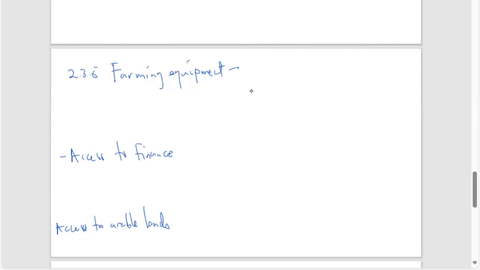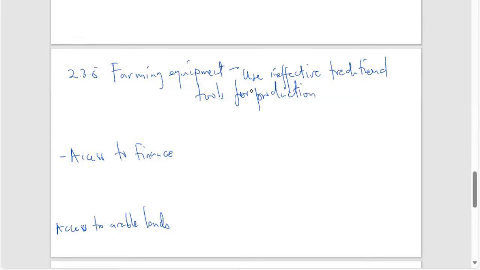Without equipment, we are saying the farmers use ineffective traditional tools for production. For this reason, it means those tools are not effective. So they resort to ineffective traditional tools of production, and hence they yield little. And it limits the land size that can be utilized.